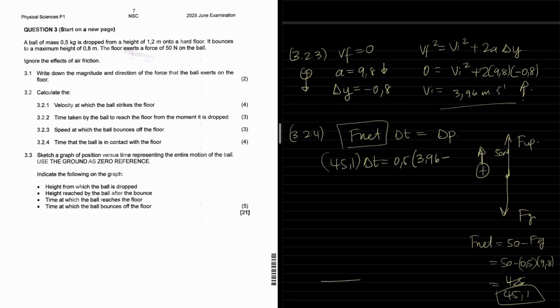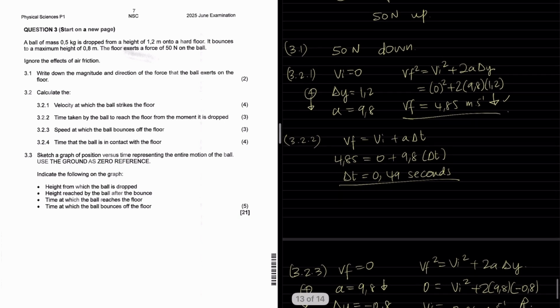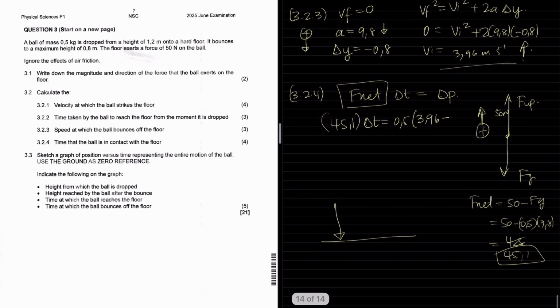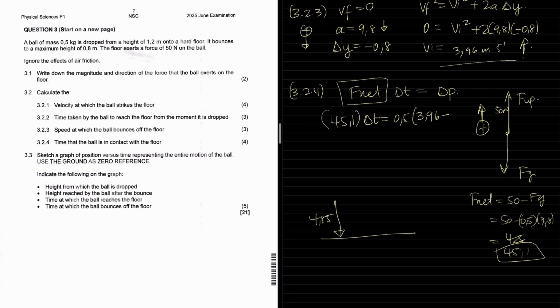So I can just sketch it for you here. It hits the ground with 4.85, and it goes up at 3.96. Now if I chose up as positive, that's going to be positive, but that's going to be negative. So it's going to be minus 4.85. So we're actually adding that 4.85. And so when we solve for delta t, we're going to get an answer of 0.097 seconds.